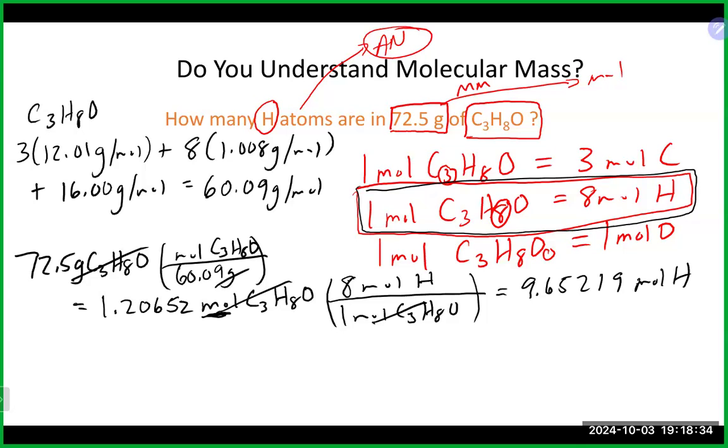And now that we have it in moles of hydrogen, we're pretty much at this point, we're going to use Avogadro's number there to go the rest of the way. And we'll continue on with our number here.